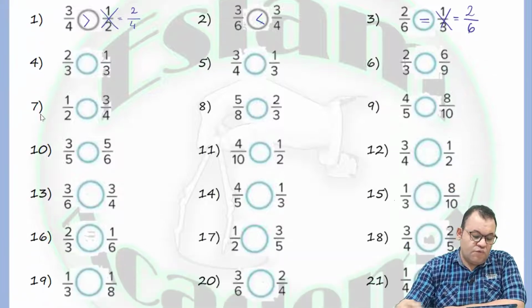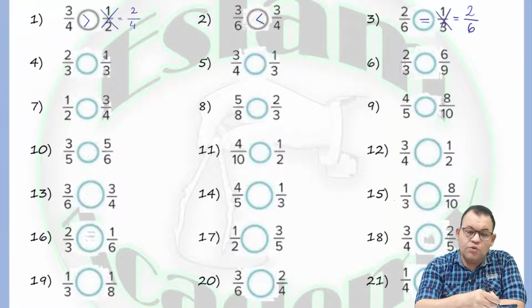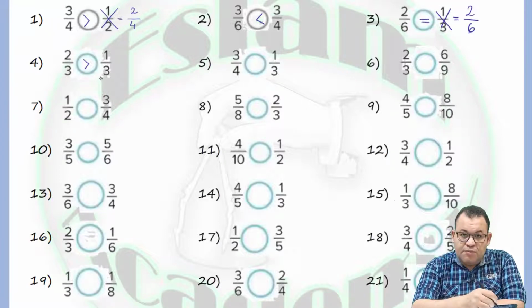Again, for question number 4, 2 over 3 and 1 over 3. They have the same denominator, so 2 over 3 is greater than 1 over 3. Now we have 3 over 4 and 1 over 3. If you try to write 3 as 4, you will not find any number that, when multiplied, gives 4.